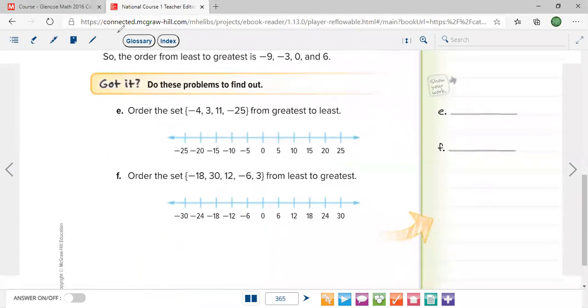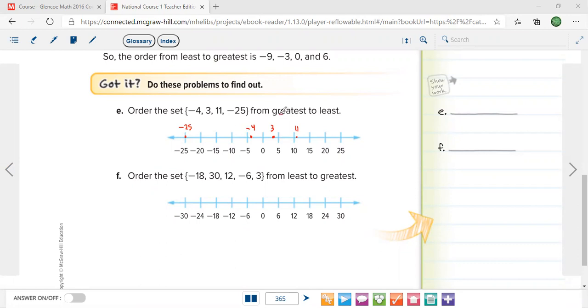Now, for these problems, order the set of negative 4, 3, 11, negative 25 from greatest to least. Let's plot them on the number line first. This is negative 4. Of course, negative 4 is to the right of negative 5. Imagine this is 0 and this is 5. So 0, 1, 2, 3 is here, nearly. So this is negative 4. And this is 3. This is 11. This is negative 25.